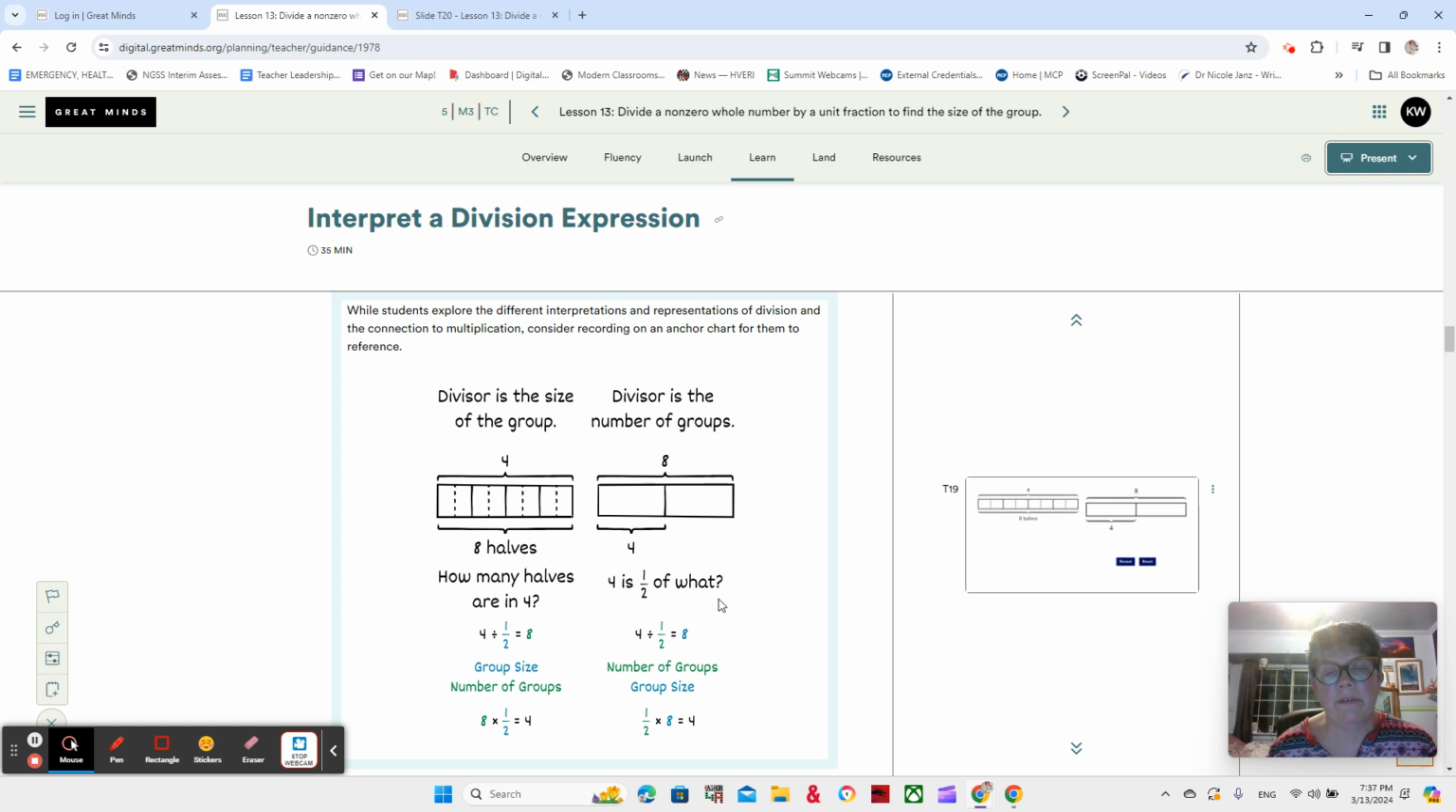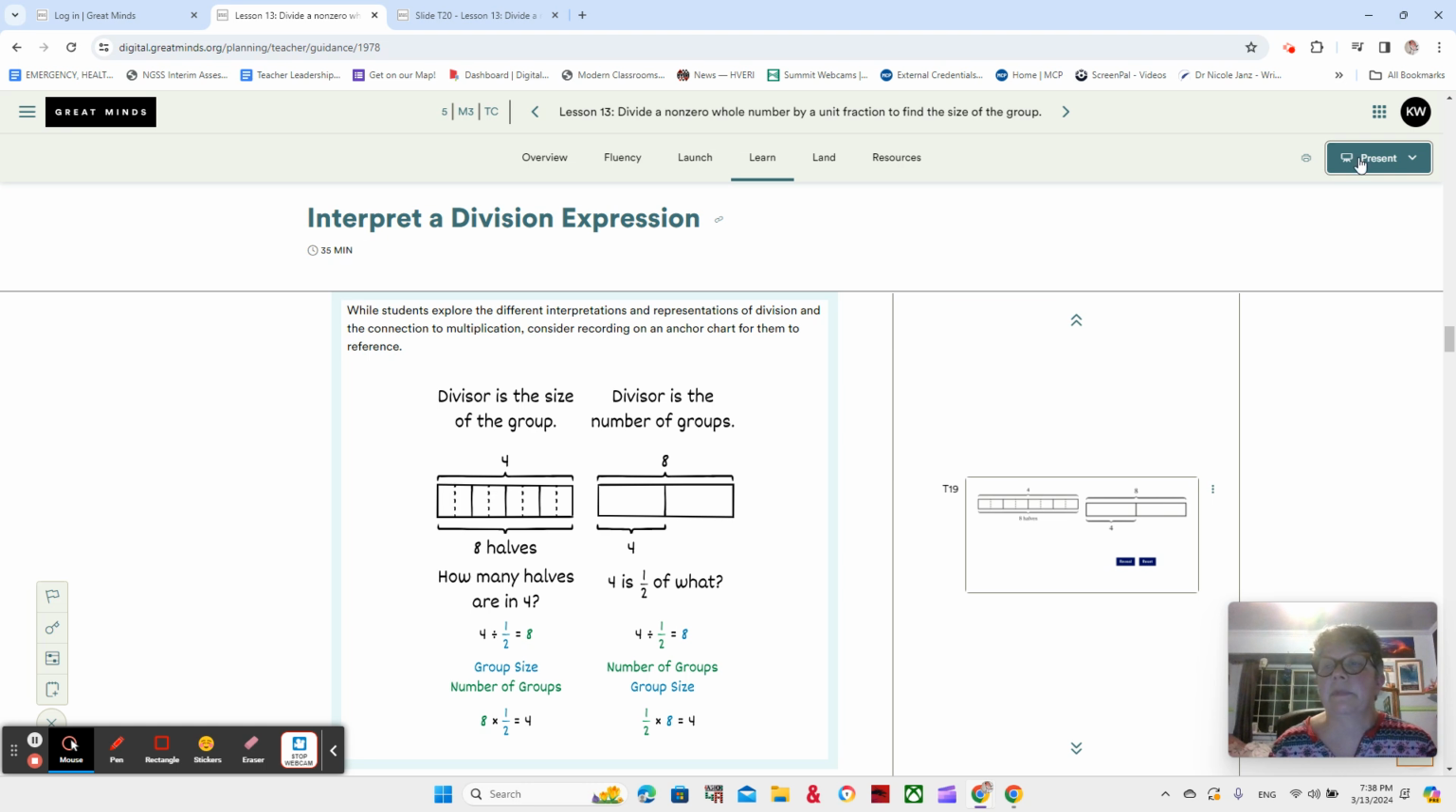4 is 1/2 of what? So the number of groups is in green and the group size is in blue. So they're very similar, aren't they? But they are saying two different things. So that's what we're learning about today. We're going to go ahead and go to number 1 in your book.